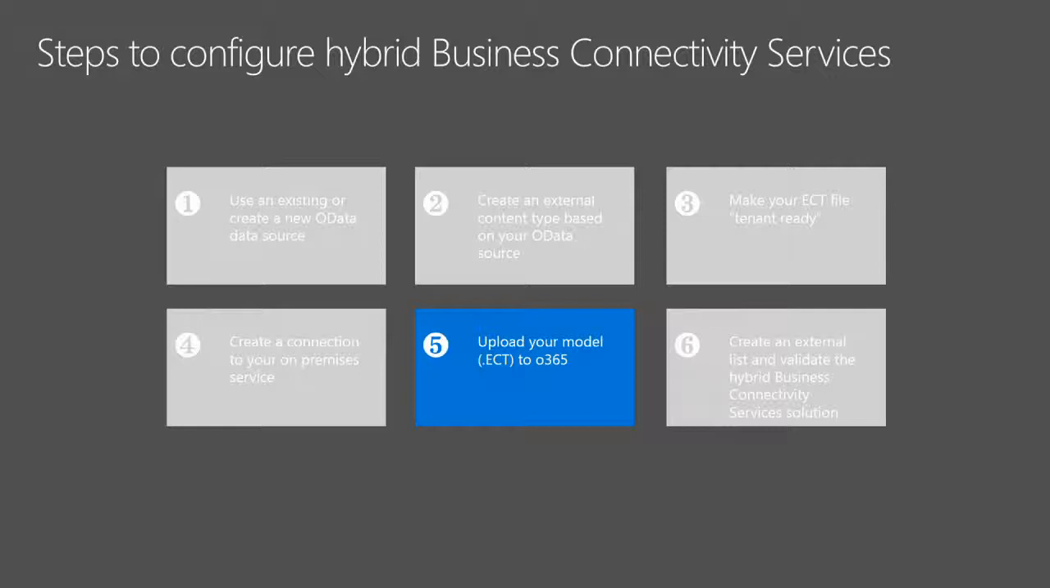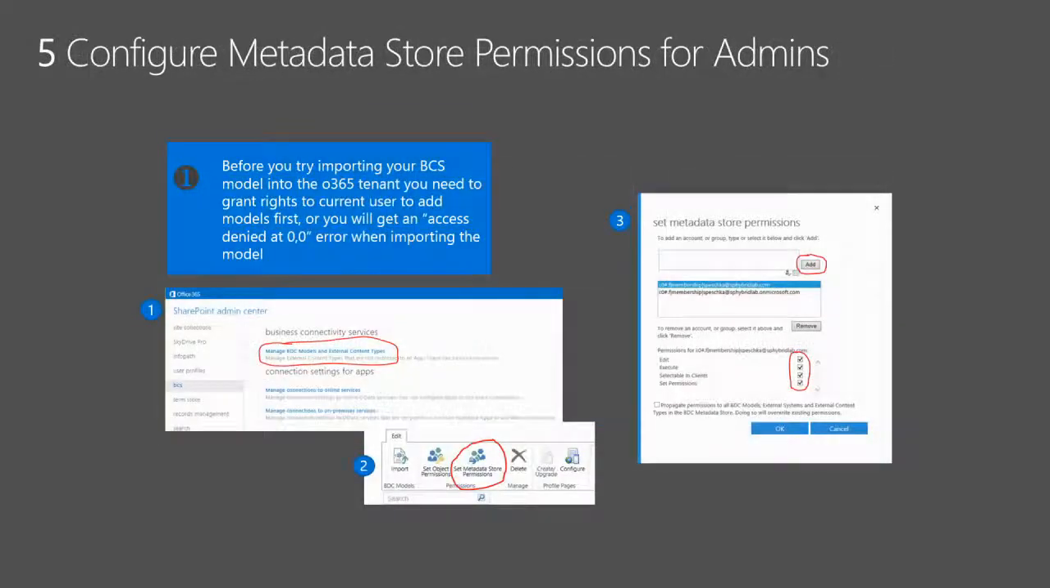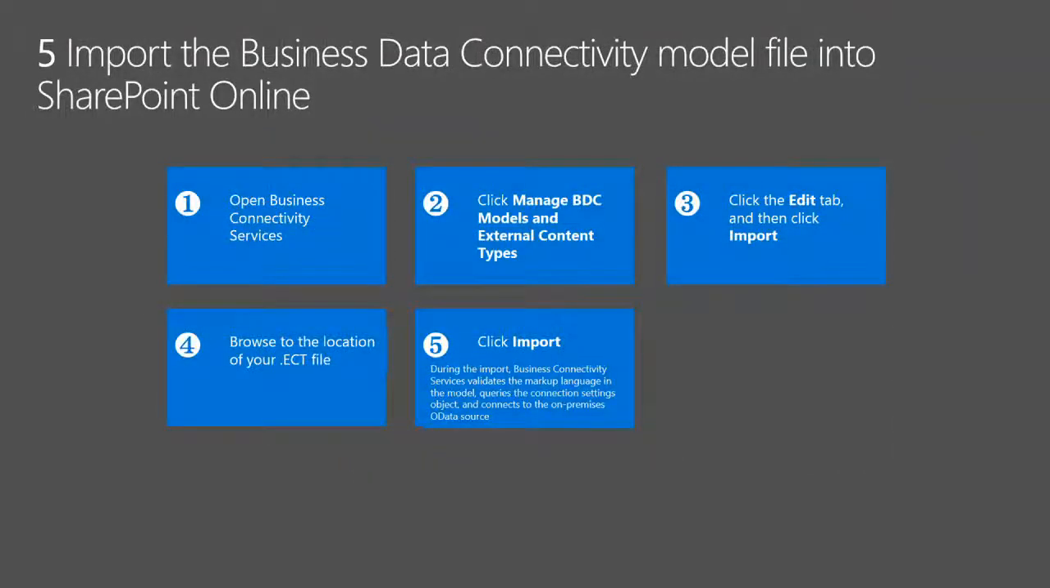The final piece is to configure the metadata store permissions. When we upload the ECT file, which is effectively just an XML definition, to Business Connectivity Services in Office 365, we then have to define permissions as to who can manage it and who can use it. The first thing we do is configure the permissions for the admins. We need to set which of our Office 365 administrators are going to be allowed to use this capability. And then we permission the users as well. And then we're pretty much done, right?